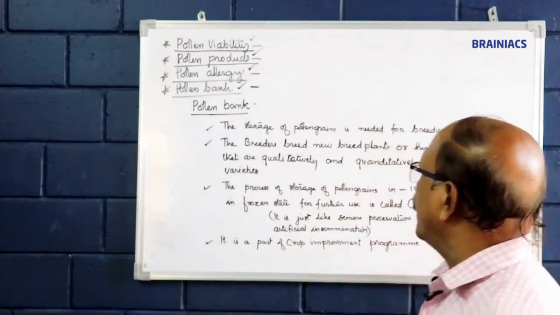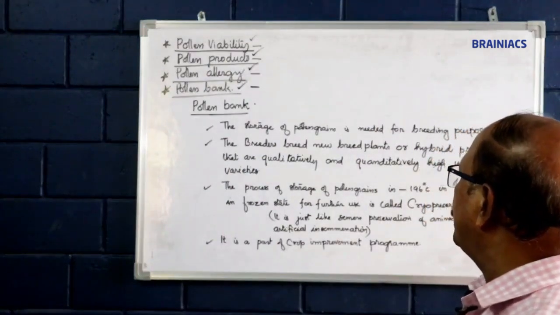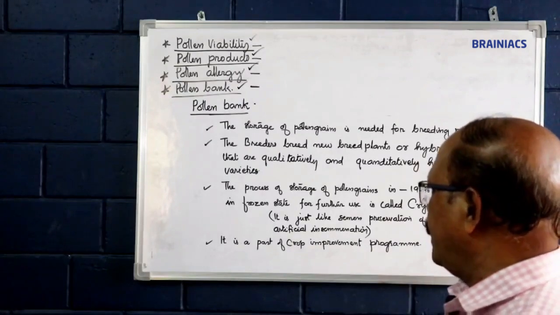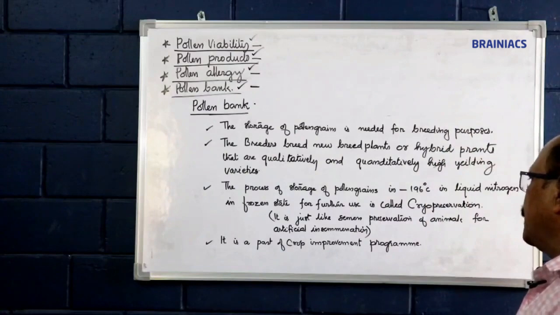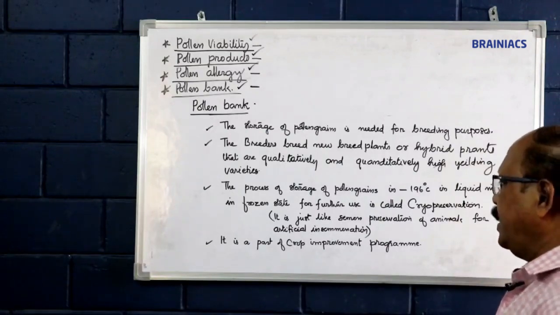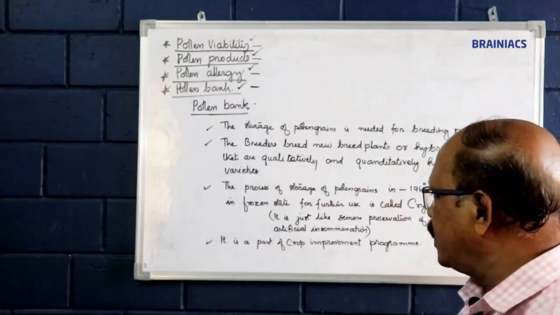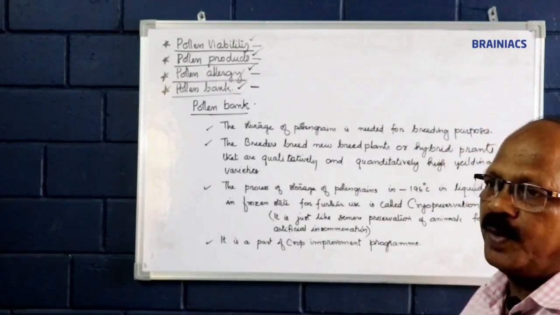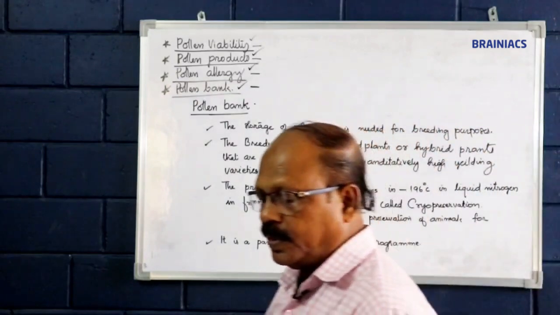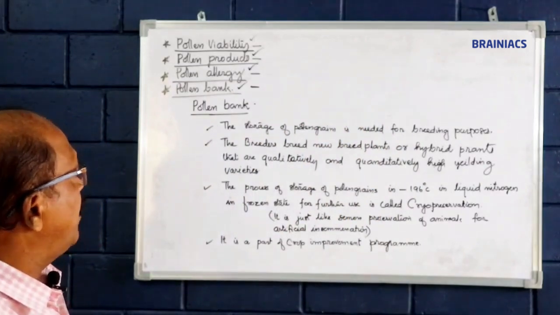Pollen bank. The storage of pollen grains is needed for breeding purposes. The breeders breed new plants or hybrid plants that are qualitatively and quantitatively high yielding varieties. The process of storage of pollen grains at minus 196 degree centigrade in liquid nitrogen in frozen state for further use is called cryopreservation. It is just like the semen preservation of animals for artificial insemination. Then the pollen bank process is a part of the crop improvement program. Better pollen grains will be stored for future purposes. Okay, and so that's about pollen viability, pollen products, pollen allergy, pollen bank.